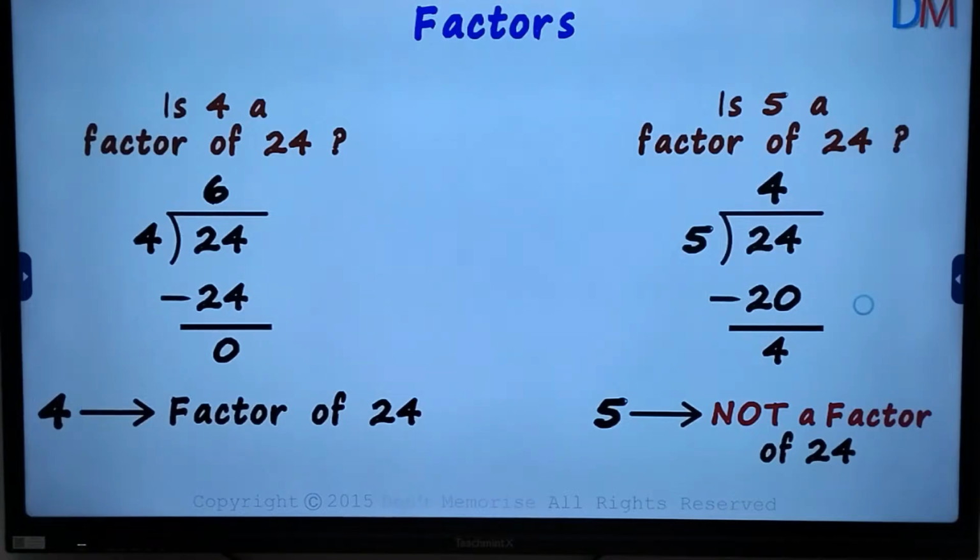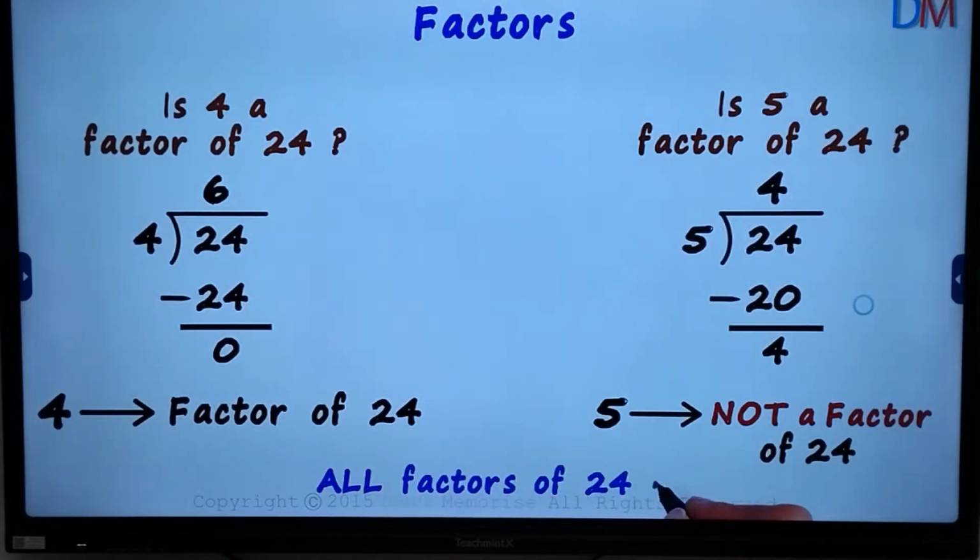Now let me ask you another interesting question. How will you find all the factors of 24? Take a moment and think about this. We cannot try dividing 24 by all numbers and see if we get the remainder as 0 in each case. That would be very tedious. So yes, there is a better way in which we can find the factors of a number. We see that in the next session.